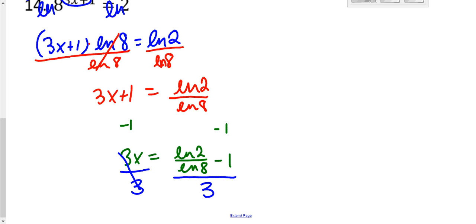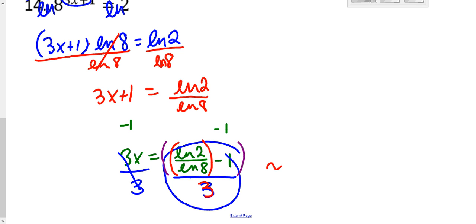So finally, we plug all of this into the calculator. So this is the ln of 2 divided by the ln of 8. And then you'd have to hit equals, and then minus 1, and then hit equals again, and then divide by 3. Or you can make sure that you're using parentheses properly and put the entire numerator in parentheses, as well as using parentheses for the ln of 2 divided by the ln of 8. And all of that will be divided by 3.